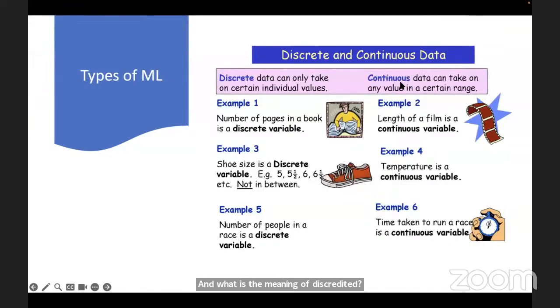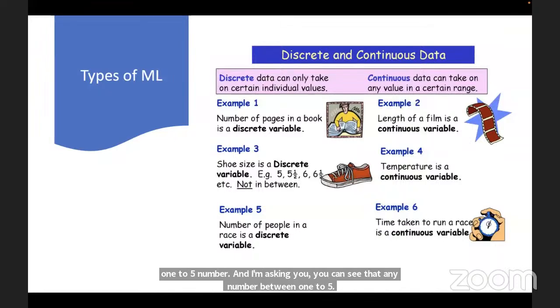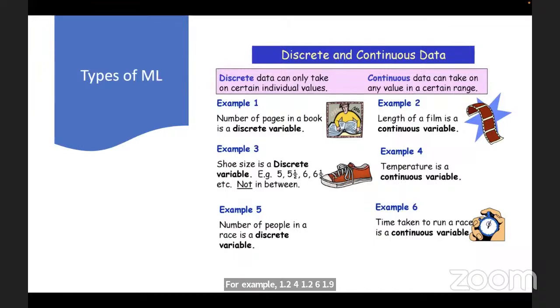Continuous value means it can take any value in a certain range. Suppose I am giving you 1 to 5 and I am asking you to select any number between 1 and 5. For example, 1.24, 1.26, 1.92, and so on. So infinite numbers will be there. But if I ask you to select either 1, 2, 3, 4 or 5 between 1 to 5.